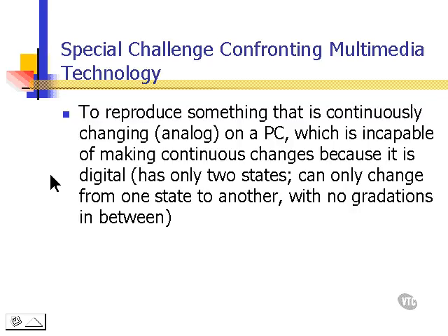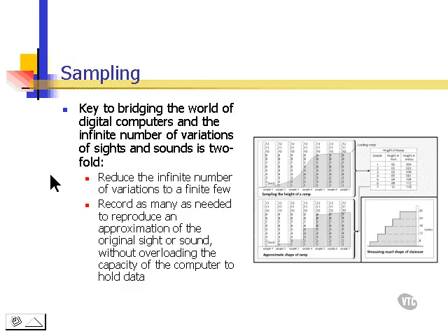a technology called sampling. And sampling is the key to bridging the world of digital computers and the infinite number of variations of sights and sounds. So what we do is we reduce the infinite number of variations to a finite few, and then we record as many as needed to reproduce an approximation of the original sight or sound. But we have to do that without overloading the computer that holds the data.